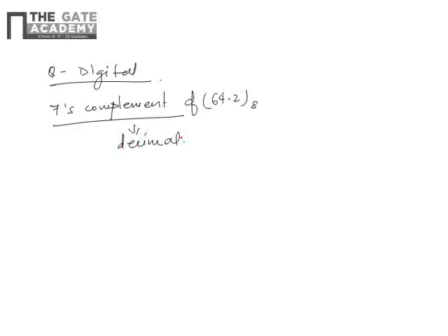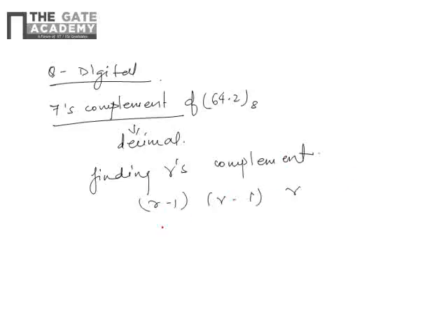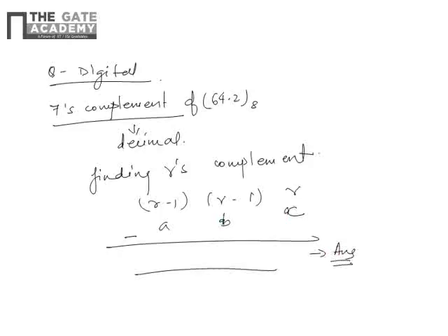For finding R's complement, any R's complement, we will do R minus 1, and subtract A B C, whatever it is, and that will be the answer. Here, as already given, we have to find the seventh complement. This R will be the base which is given, and the rest will be the complement part.